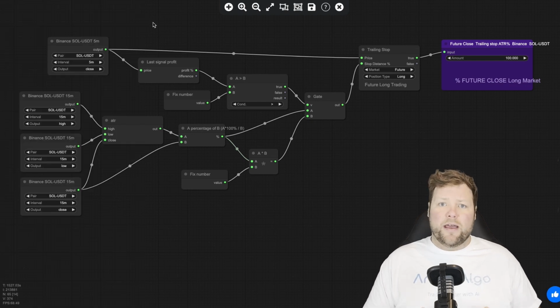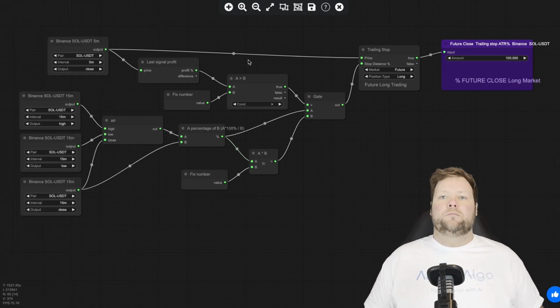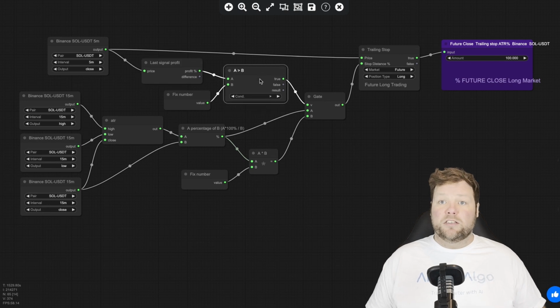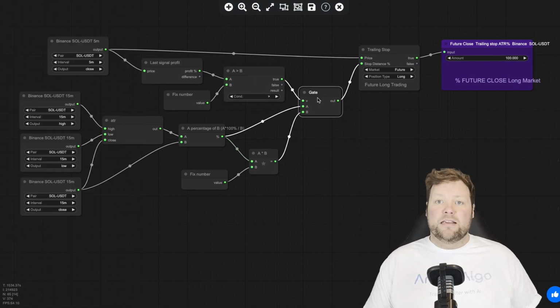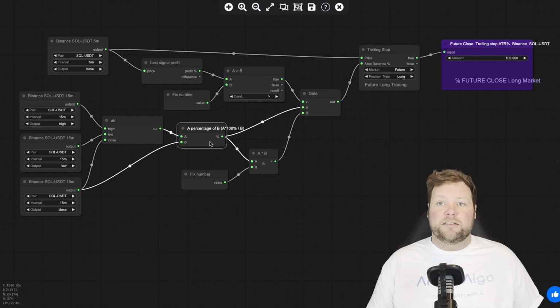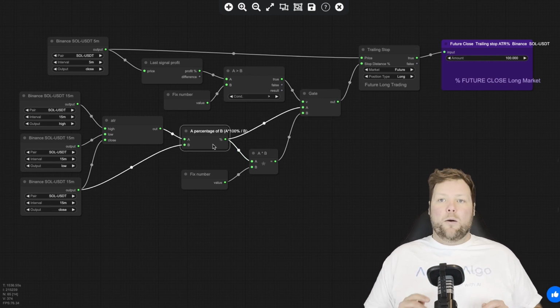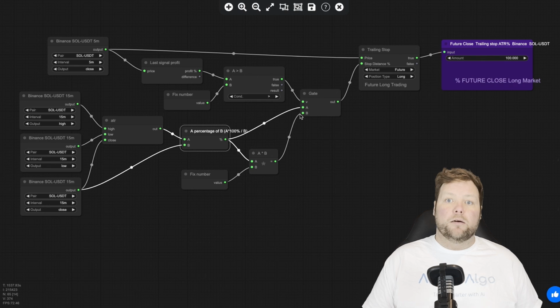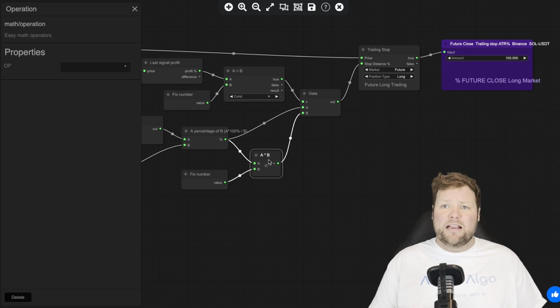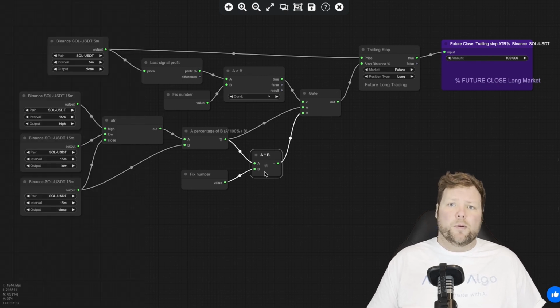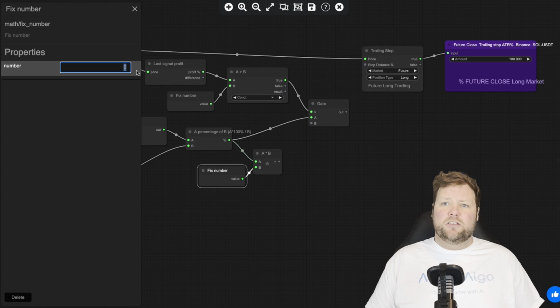So let's combine this with everything we've learned so far in this video. I'm going to create a condition based on the last signal profit to see whether my trade's in more than 10% profit. If it is, then the strategy uses the ATR percentage as the stop distance. However, if the trade's in less than 10% profit, then I want a wider stop so it's got some room to breathe, and I'm going to use a multiple of the ATR. I can do this by adding a maths operation block, setting it to multiply, and feeding in the ATR percentage, as well as a fixed number block, and let's set this to say 2.5.